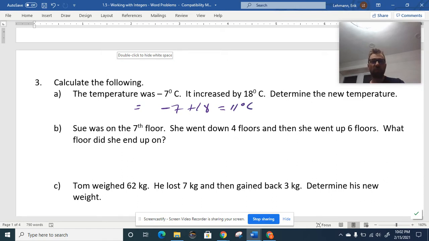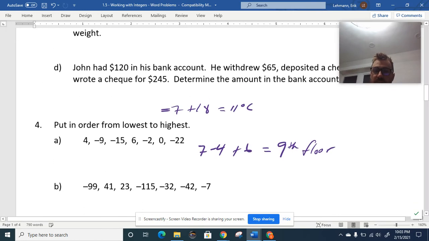If you're on the 7th floor, you went down 4. Well, 7 is our starting point, and we're 7 floors up. So we start at 7, not 0. Went down 4 and then up 6. What floor do you end up? You go down 4 to 3. You go up 6. You end up on floor 9, the 9th floor. I think you get the idea. This is a nice review for today.